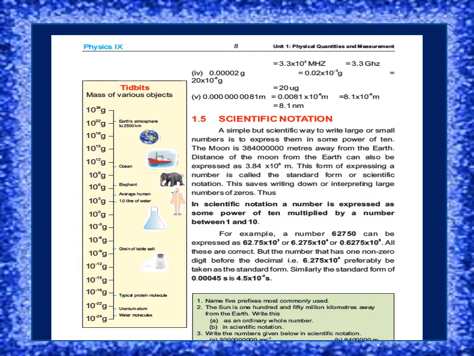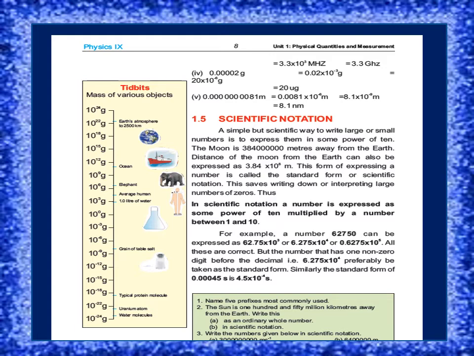That's page number 8 from your textbook. So let's discuss it. Okay, firstly they are telling us that a simple but scientific way to write very large or small numbers is to express them in power of 10. So whenever you want to convert any large number into a smaller number, you will move your point up to certain places, and then you will express that movement in power of 10. Just like 384 million meters is converted into 3.84 into 10 raised to power 8 meters.